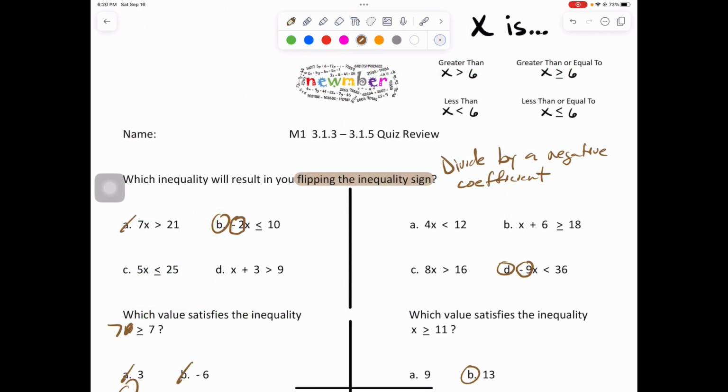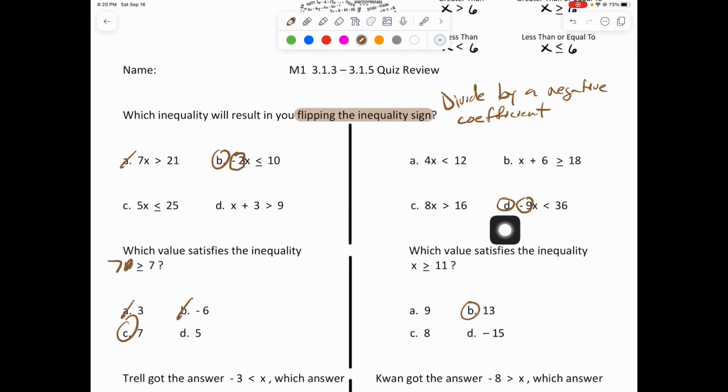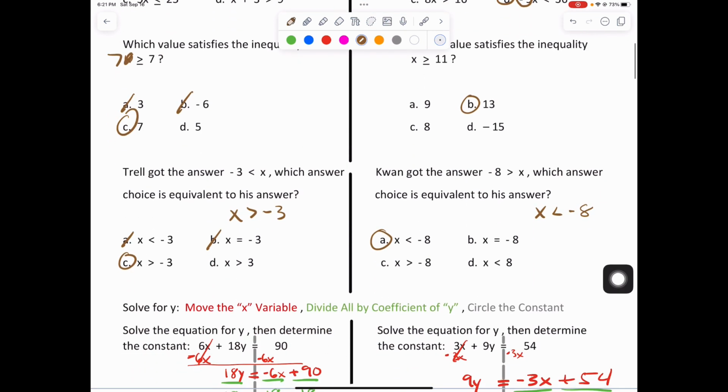And going through your independent practice answer key. All right, let's take a look at the first 2. Should have circled D because of the -9, that negative coefficient. And for this one right here, we should have circled B, 13, because 13 is greater than or equal to 11. All right, our third one here, we just rewrite it, okay, because all of our variables are on the left side. So we're just going to rewrite it backwards, per se. So we'd rewrite it as x is less than -8. And you should have circled A, x is less than -8.